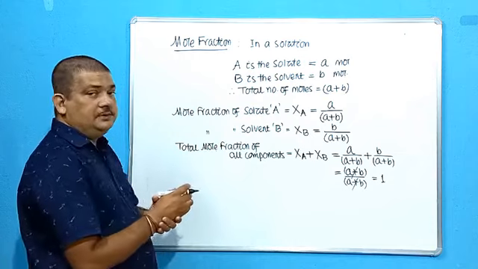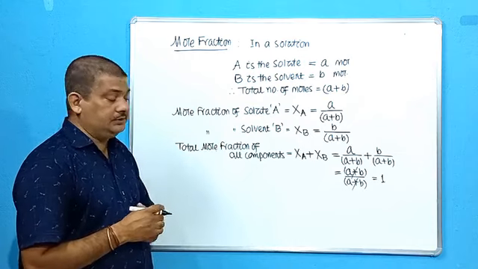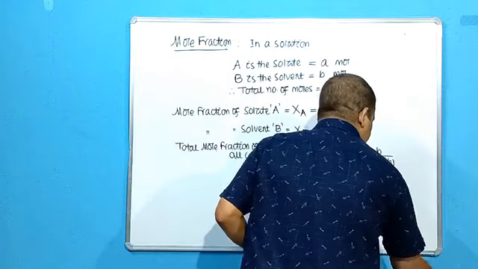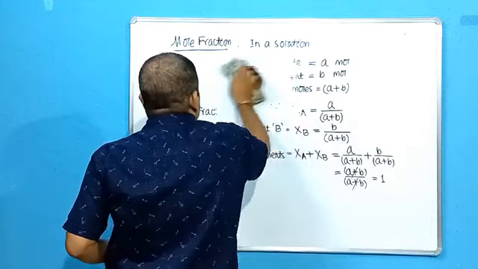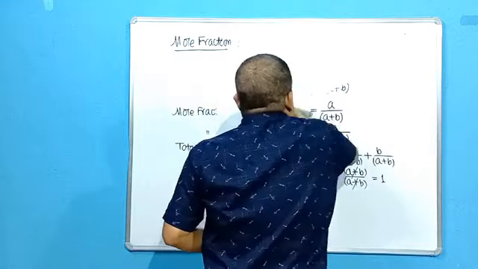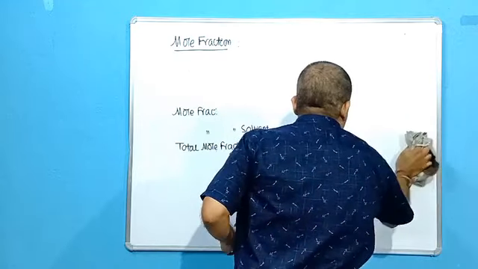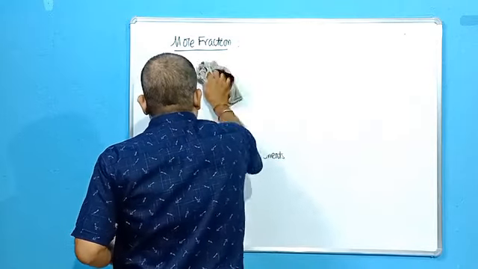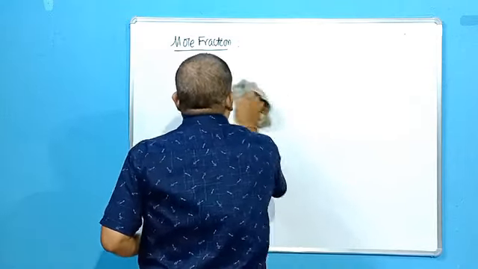Then let us solve some numericals so that it will be more clear to you. I think you have followed this part. So next, some numericals of mole fraction. What will be given in the numericals? The mass of the solute and solvent will be given, and you have to calculate the mole fraction.